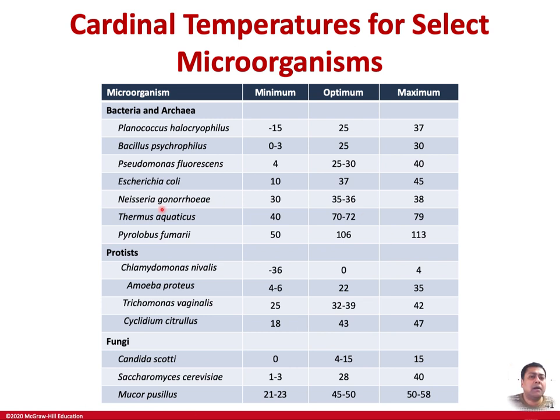So here are some of the cardinal temperatures for select microorganisms. You can see the optimum temperatures of many of these bacteria, from 25 to even some of them at 106. So you can easily see how interesting the hyperthermophiles are. If you compare to that the protists, the eukaryotes or the fungi, there is none with a maximum temperature beyond 47, 50, or 58 degrees Celsius. So beyond that, nothing can survive. Whereas you can see that Pyrolobus fumarii can survive at a temperature even at 113 degrees centigrade, which is basically steam.